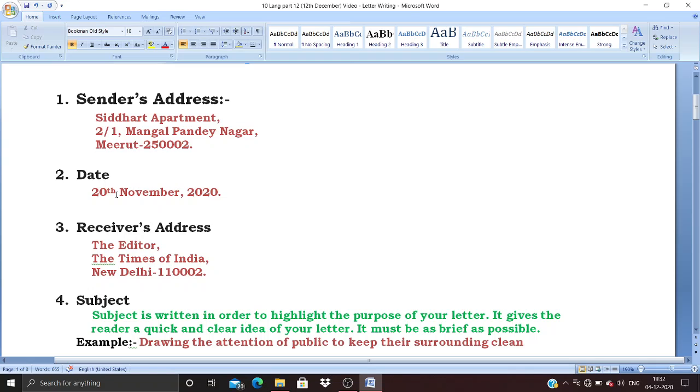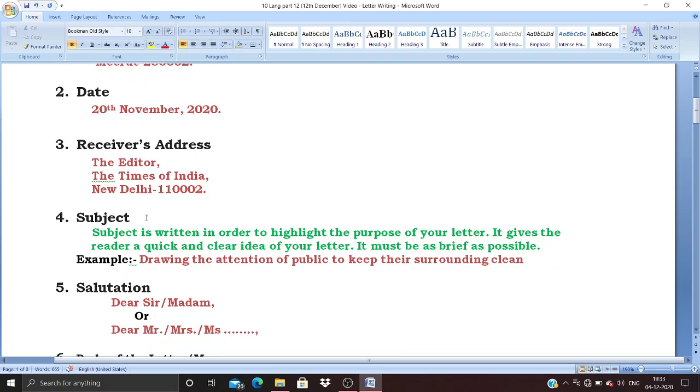You normally write 20th or just 20 November. N should be capital. Again, it should be November, full form, not NOV, full form. After that comma, then 2020. You may put a dot, you may not put a dot, but this comma is absolutely compulsory.